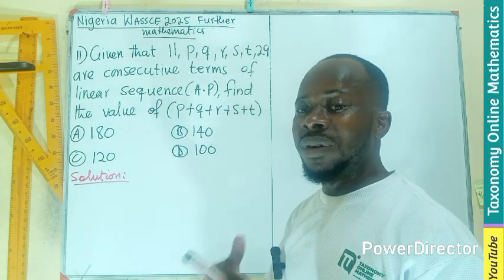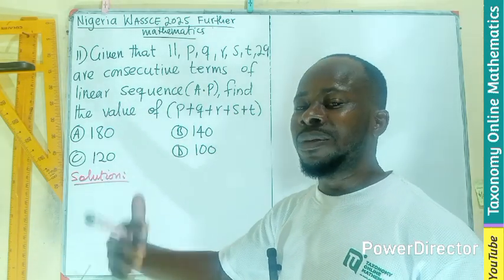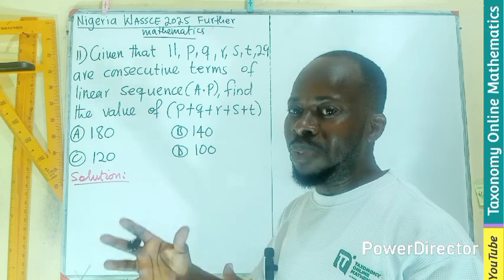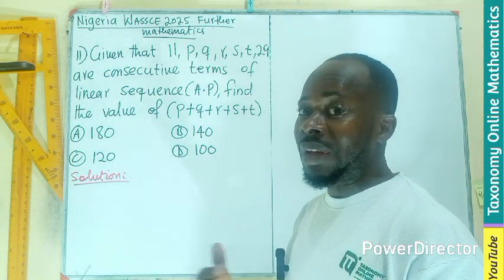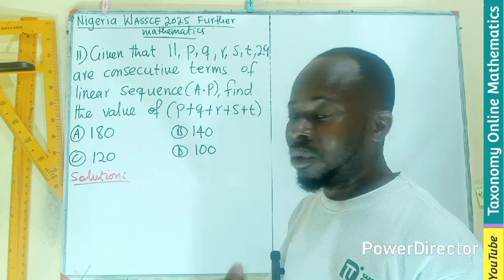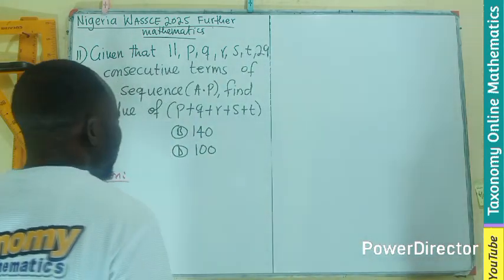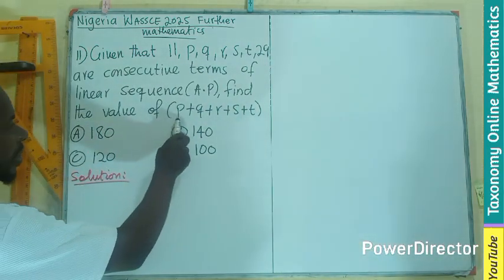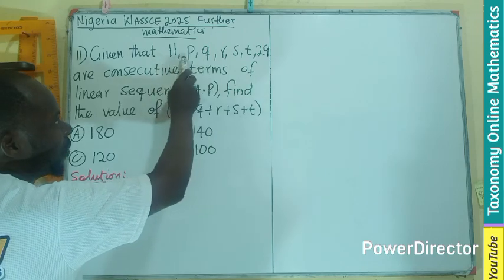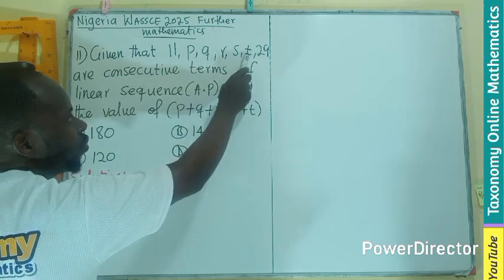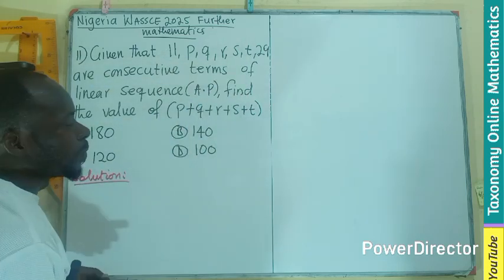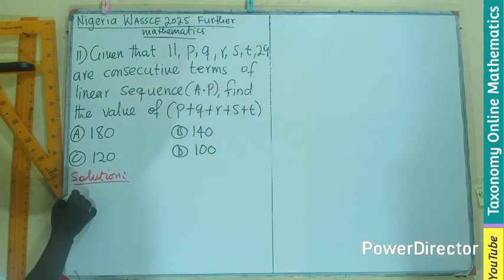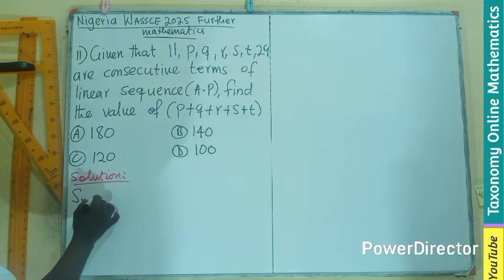So the idea of the sum of the terms of an AP can be used here. We can also find the individual values of the variables and add them. So let's look at the two approaches. If I am dealing with the sum of the terms here, it means I am dealing with all the terms here, 1, 2, 3, 4, 5, 6, 7, with exception of 11 and 29. So let's go for the sum of terms.